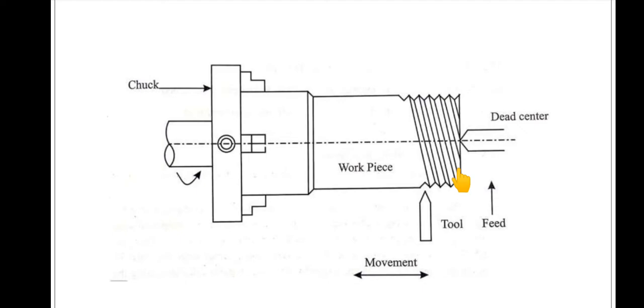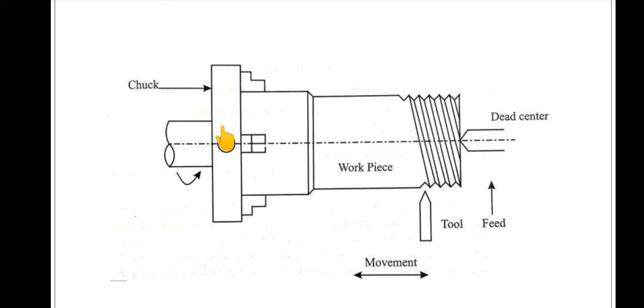The shape of the threads may be V thread or square thread. So there are two types of threads we can obtain here, that is V thread, V means this one, and square threads. So we're going to get different types of threads here. Thread cutting operation is performed on the lathe by using a tool whose profile is the same as the thread profile. So if you want a V thread, we are going to use the V thread tool, and if I want a square thread, we are going to use the square thread tool.